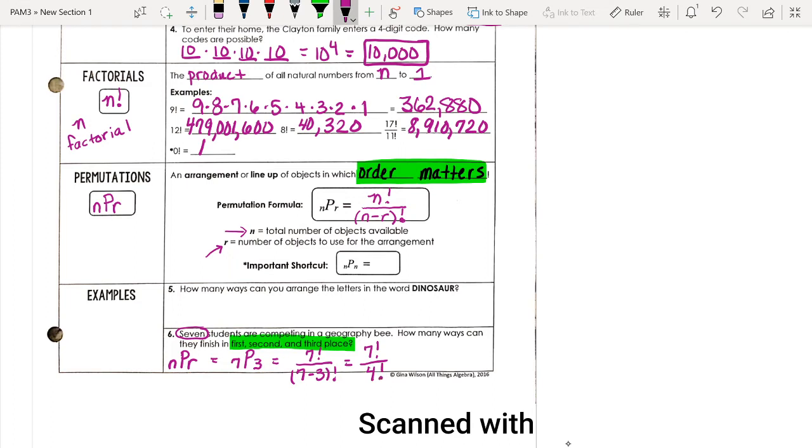Now, since you know how to do that in your calculator, go ahead and put in 7 factorial divided by 4 factorial, and let's see what you get. You should get an answer of 210.